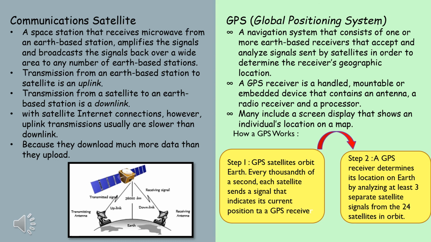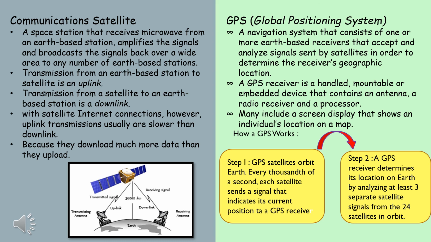Many mobile devices such as smartphones have GPS capability built into the device or as an add-on feature. Some users carry a handheld GPS receiver, others mount a receiver to an object such as an automobile, a boat, airplane, farm and construction equipment, or a computer or mobile device. A GPS receiver is a handheld, mountable, or embedded device that contains an antenna or radio receiver and a processor. Many include a screen display that shows an individual's location on a map.